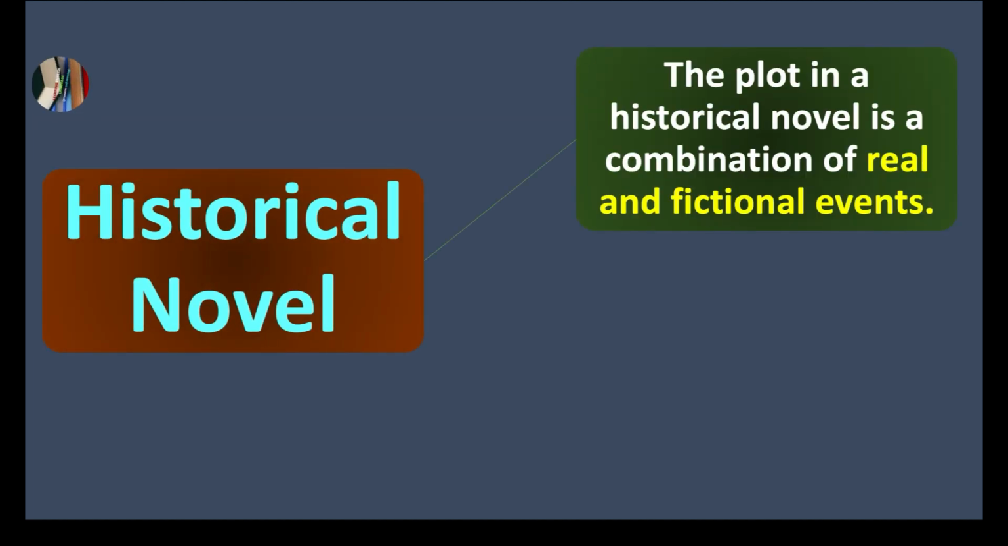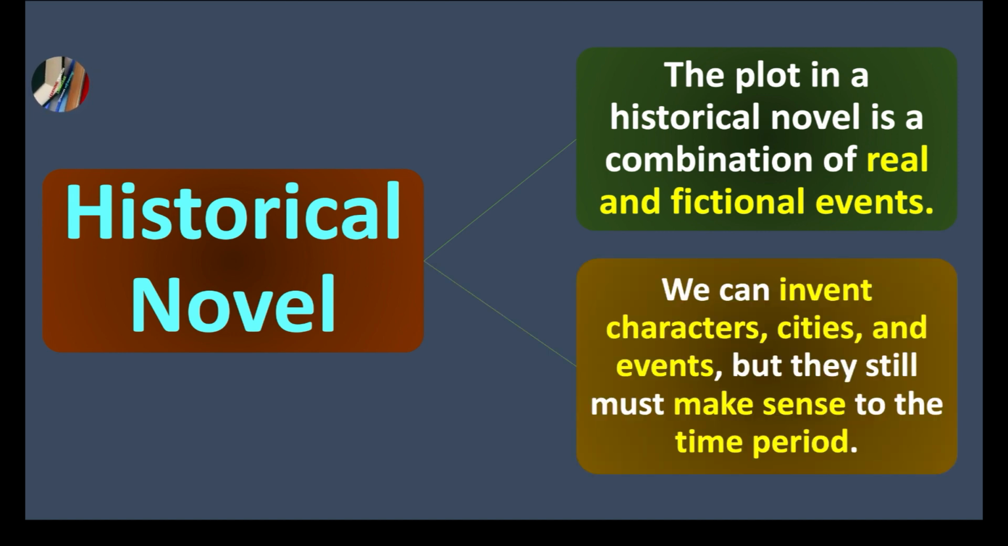We have some more ideas about historical novel. The plot in a historical novel is a combination of real and fictional events. It combines both real and fictional incidents and events to make it more interesting to the reader. We can invent characters, cities and events, but they still must make sense to the time period. You can do whatever you like, but whatever imagination you have, whatever characters you portray, the cities you create in a historical novel, at least they must make sense, they must have meaning to the time in which you are going to write the historical novel. That is the point. We continue.